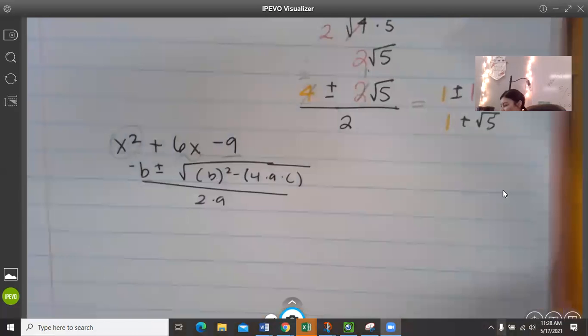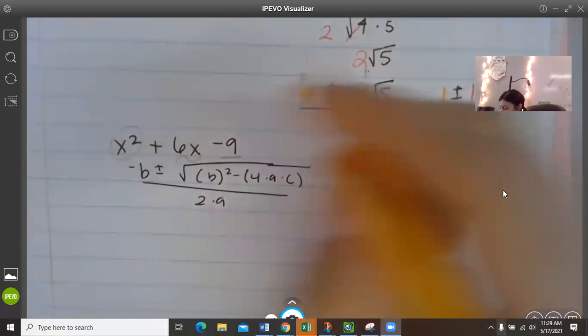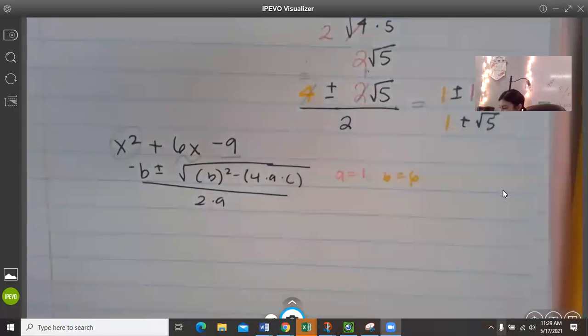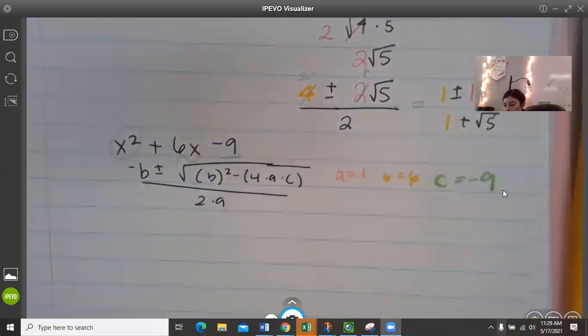Okay, so my A is right here. I have one of them. My B is 6. My C is -9. All right, and so what I'm going to do is I'm going to put this now in my equation.